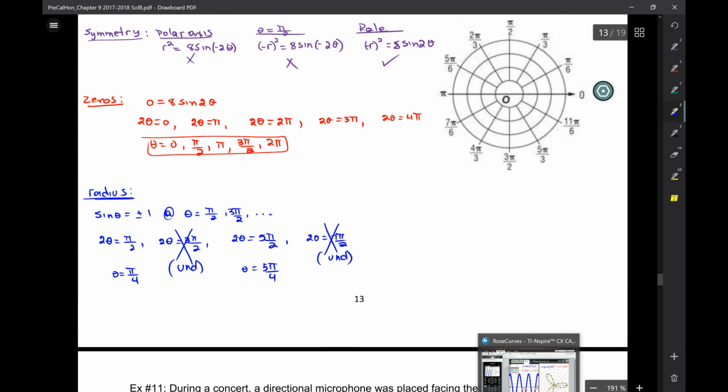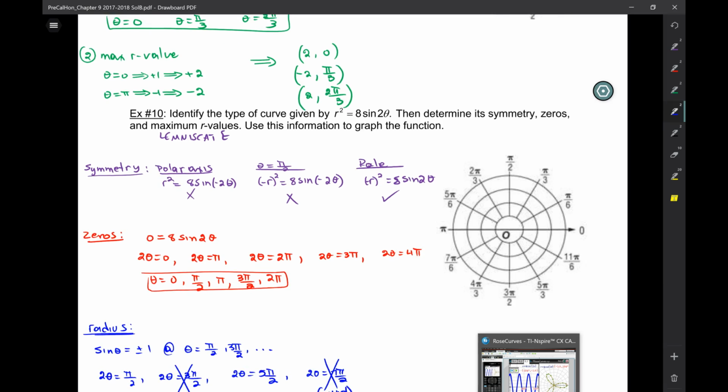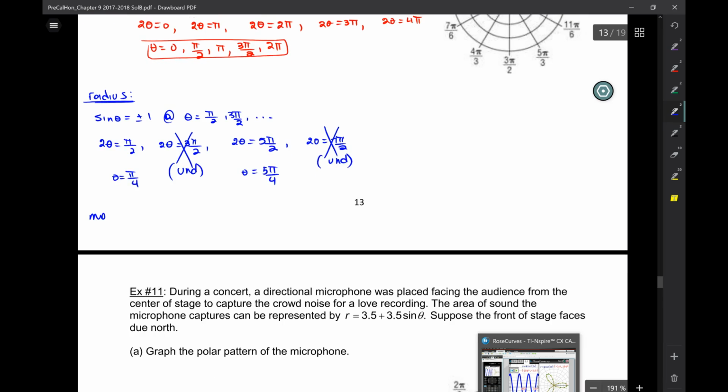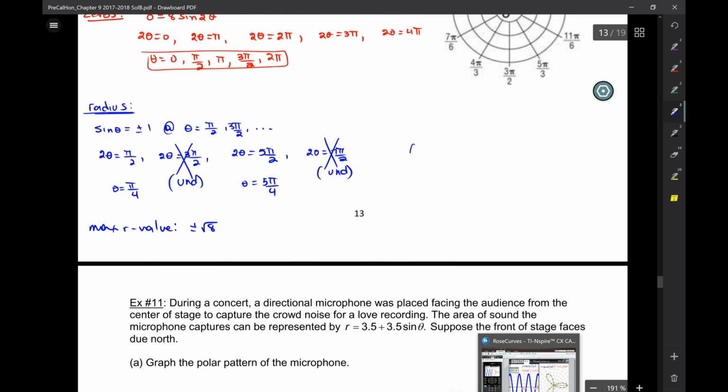Okay, what is that maximum value going to be? It's going to be the square root of 8. So that's going to be 2 root 2, right? So max R value will be plus or minus root 8. Because that wasn't R squared up there. This is R squared. So now it's going to be, well, yeah, plus or minus root 8. Okay? So it's going to be plus or minus root 8 at pi over 4.